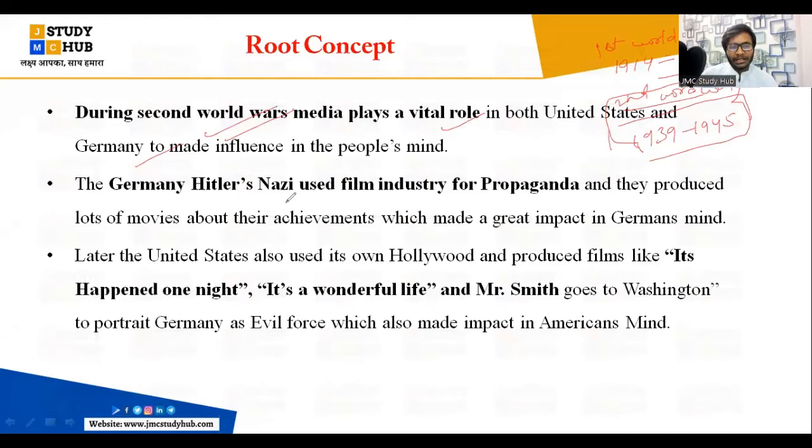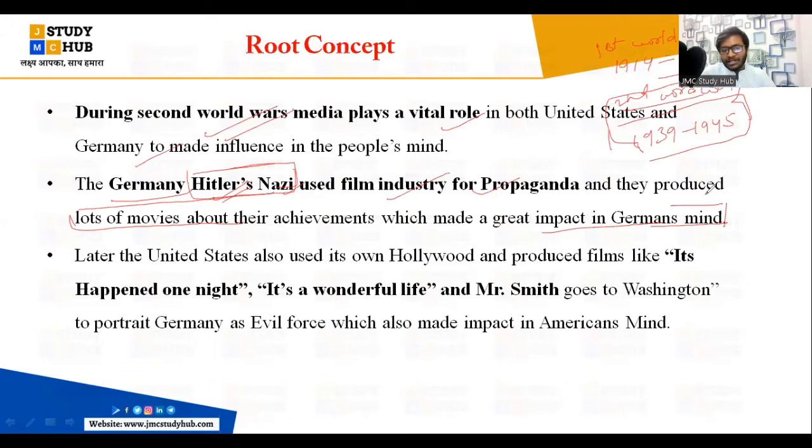So in Germany, ठीक है, हिटलर को आप जानते हैं, हिटलर की नाजी used his film industry for the propaganda. They started using the mediums for making the propaganda, and they produced lots of movies for the promotion of their achievements, right? Which made a great impact in the Germans' mind. Okay, जर्मन के लोगों के माइंड में अच्छी इमेज बनाने के लिए, अपनी अचीवमेंट की पहचान पर्चा लहराने के लिए उन्होंने क्या किया, प्रचार प्रसार करना शुरू कर दिया.